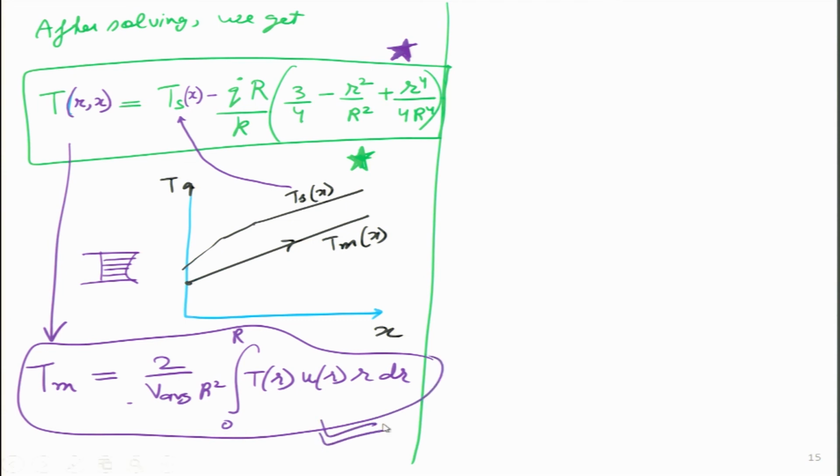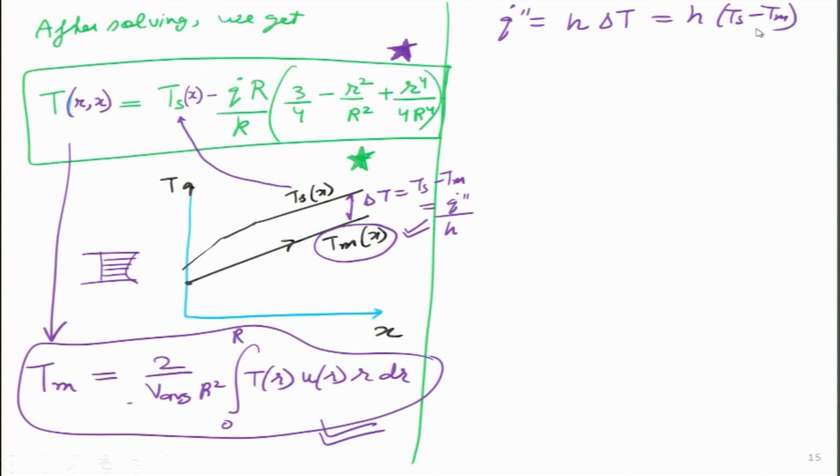Once I calculate this mean temperature, this is what I want to calculate. Once I know this, then I have delta T. What is delta T, by the way? It is Ts minus Tm. And how is it important to link it with H? Because it is simply q dot by H. Because what is q dot? It is H into delta T, which is H times Ts minus Tm, which means from here I can get the value of H. So, I can do that.